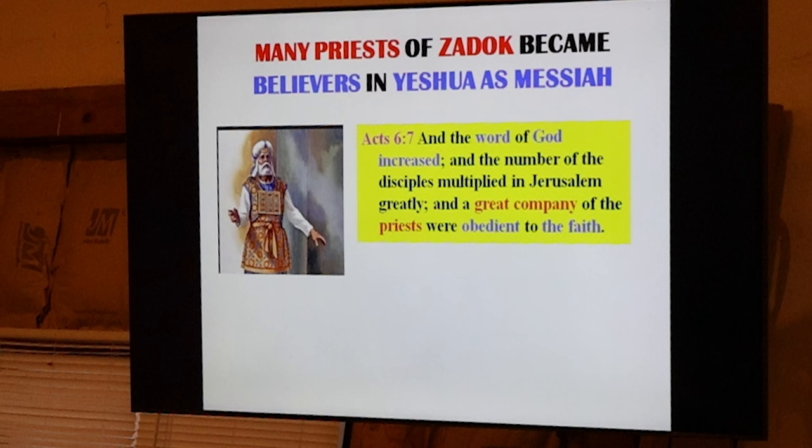So what belief system do you think those very first Jewish believers had in Yeshua? It was the belief system that they brought from the Qumran community. So the Qumran community belief system became the very first belief system of the very first believers in Yeshua as the Messiah. And where did that start out from? Jerusalem, Acts chapter 2, Jerusalem.